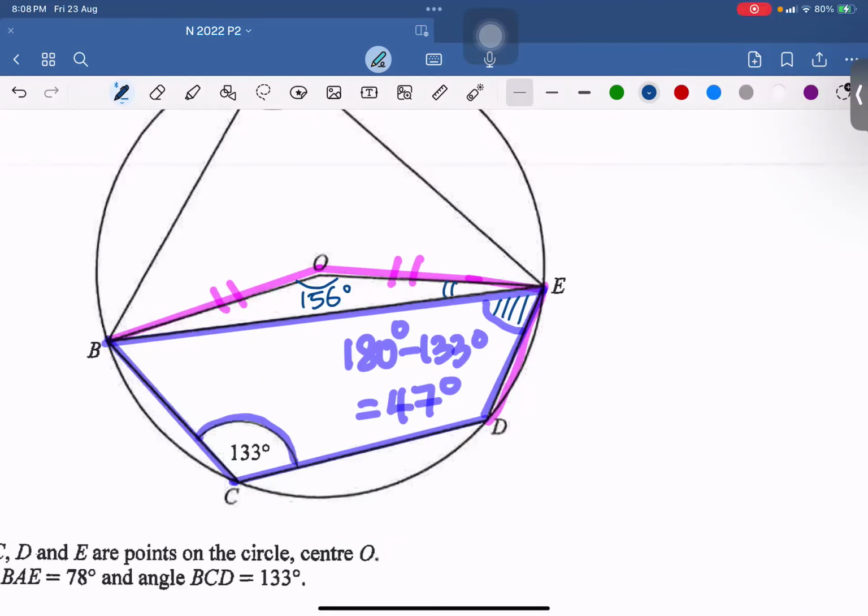The smaller one over here, right? How to find this angle? 180 minus 156 divided by 2. Correct. So isosceles triangle. So like what I was saying at the first start, right?